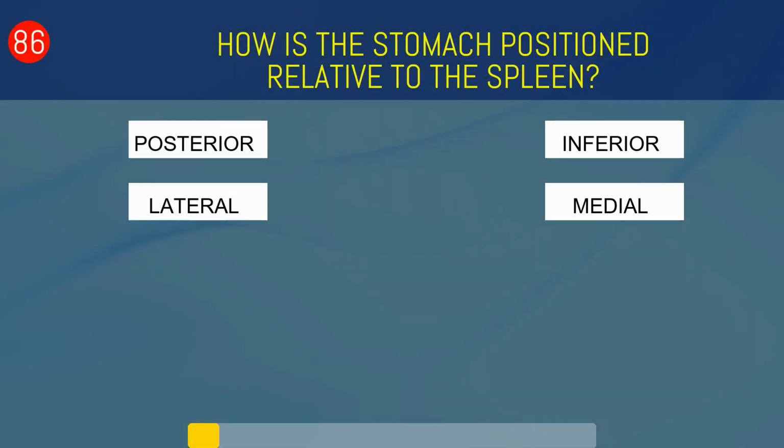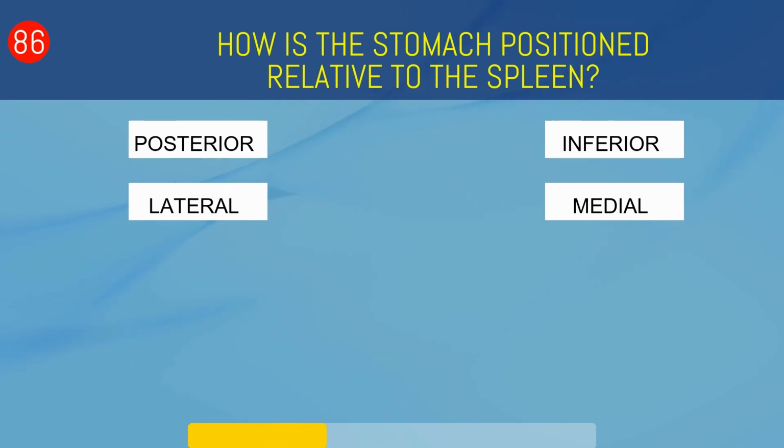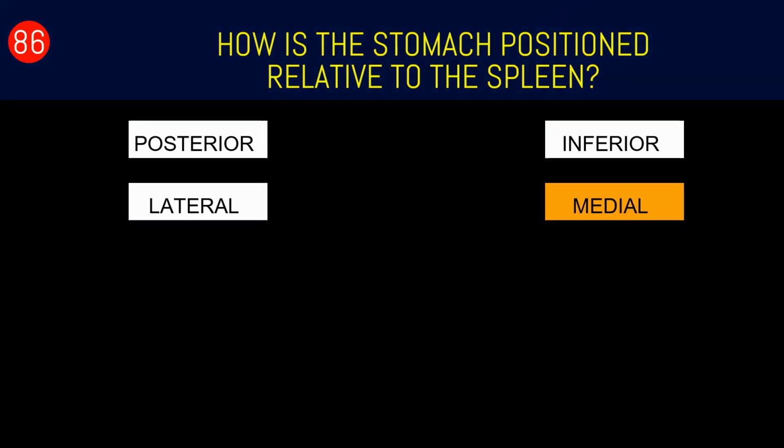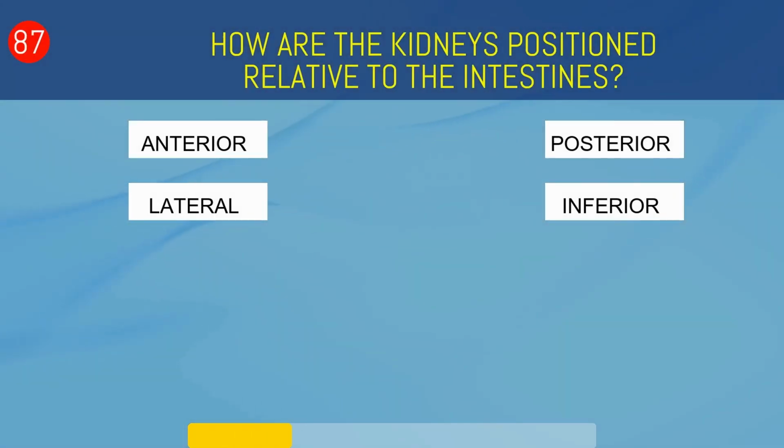Inferior. How is the stomach positioned relative to the spleen? Posterior, lateral, inferior, or medial? Medial. How are the kidneys positioned relative to the intestines? Anterior, lateral, posterior, or inferior?